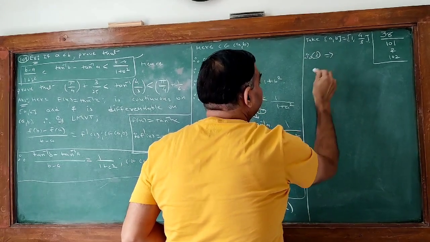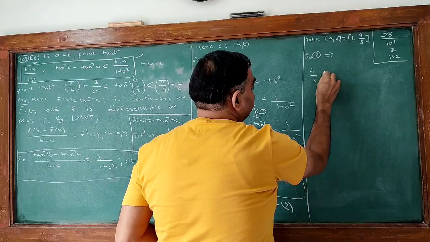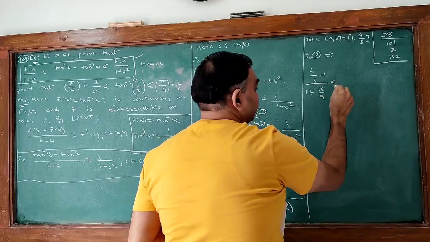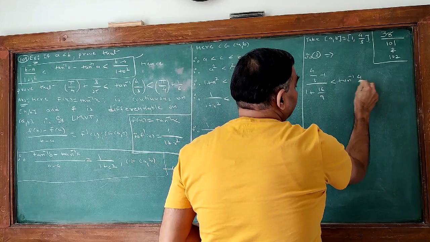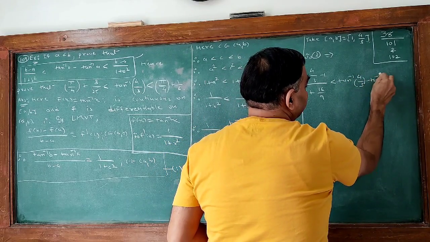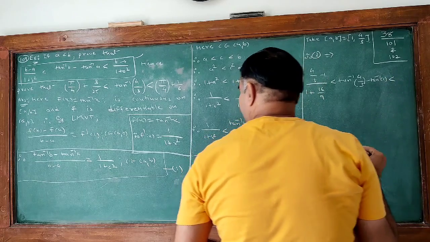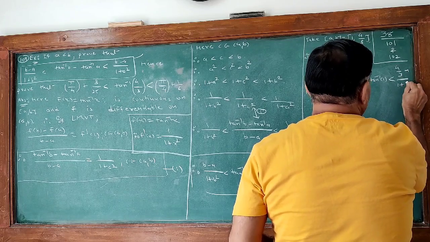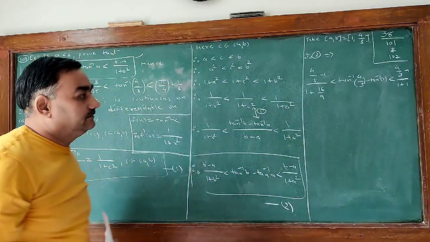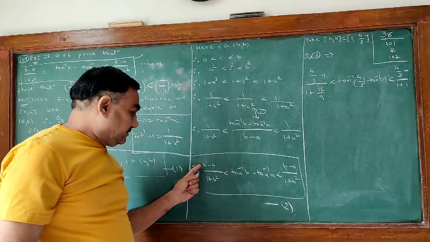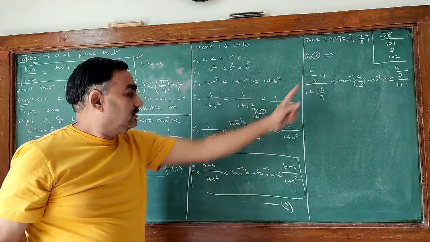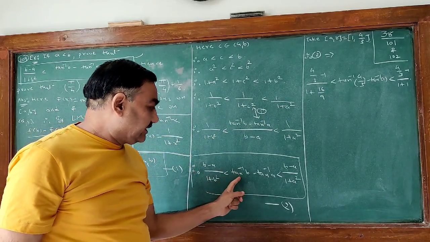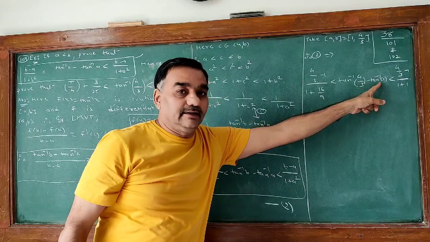Therefore equation 2 implies (4 by 3 minus 1) upon (1 plus 16 upon 9) is less than tan inverse 4 by 3 minus tan inverse 1, which is less than (4 by 3 minus 1) upon (1 plus 1). B minus a means 4 by 3 minus 1. 1 plus b square means 1 plus 16 by 9. This is pi by 4.